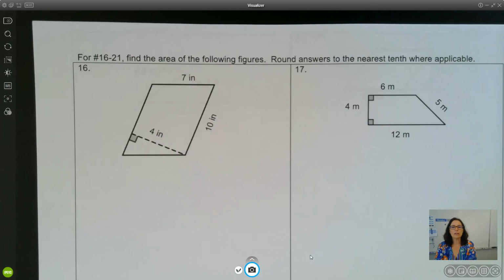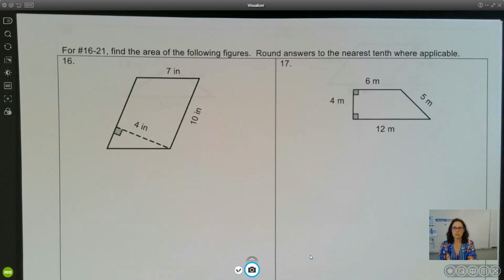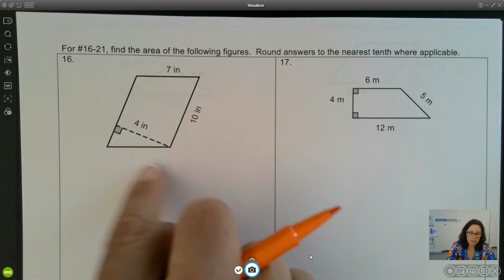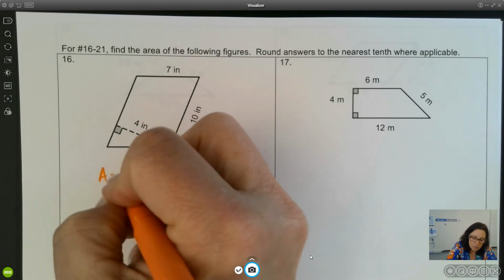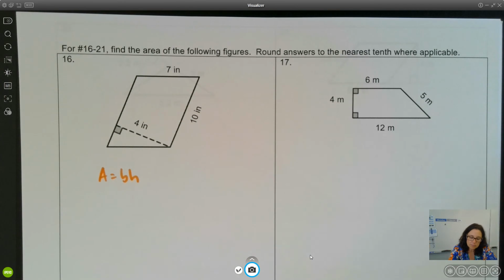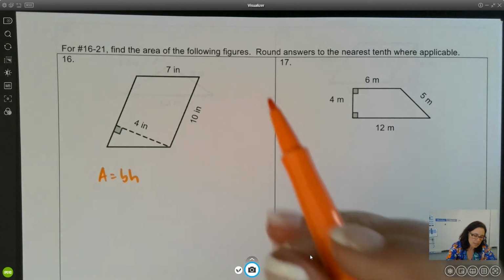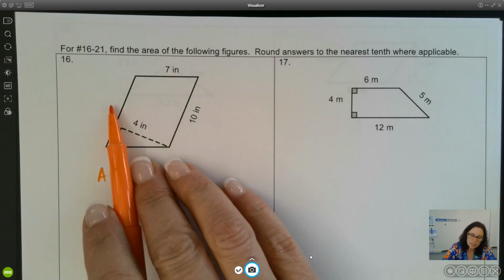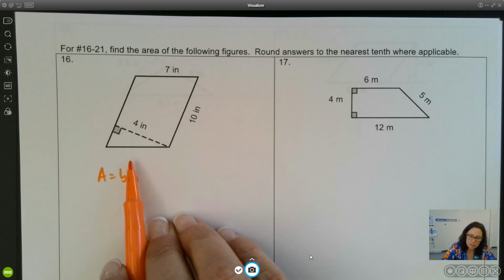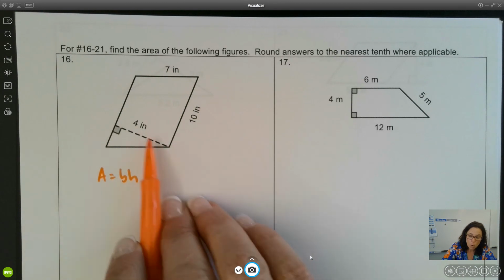All right, find the area of the following figures, round answers to the nearest tenth where applicable. So we've got a parallelogram here. Area equals base times height. Do you understand that if this is 10, this is 10, and if this is 7, this is 7? The height is 4.